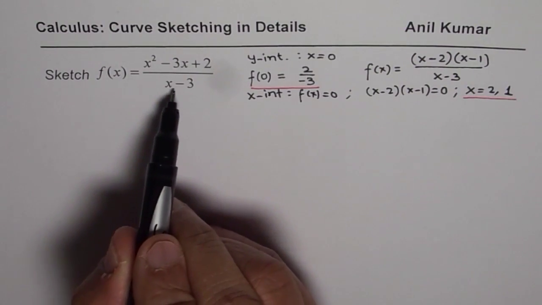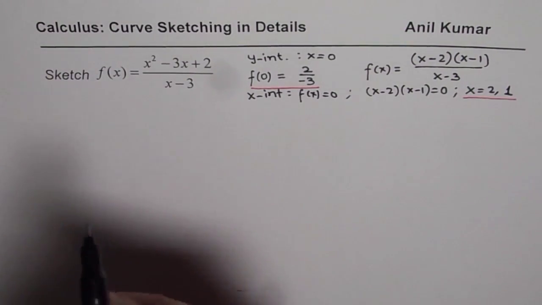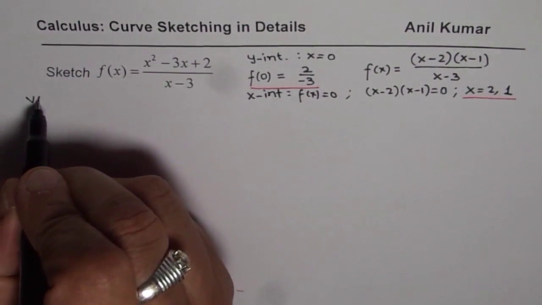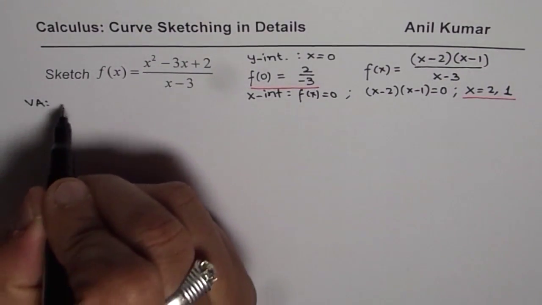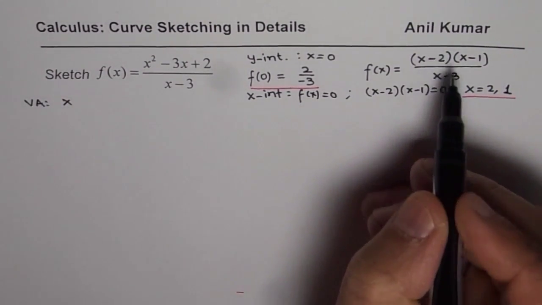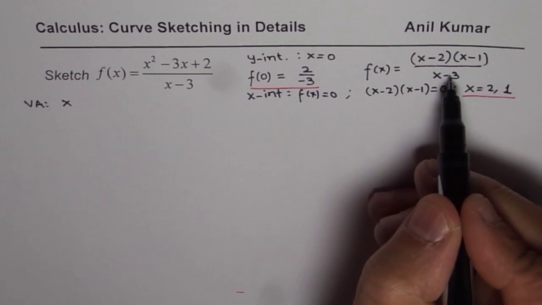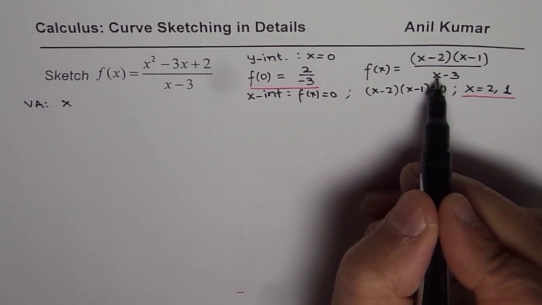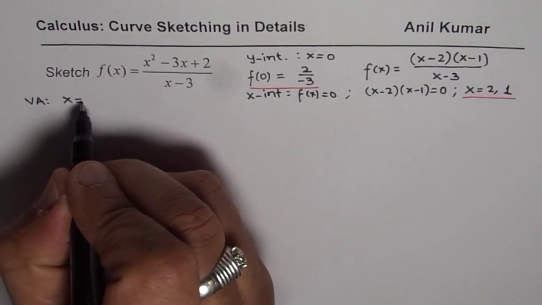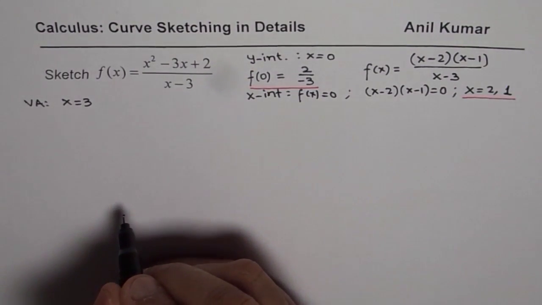Let's find the vertical asymptote. The vertical asymptote is when the denominator is 0, right? We see we do not have a common factor here, so the vertical asymptote should be at x equals 3. So x equals 3 is the vertical asymptote.